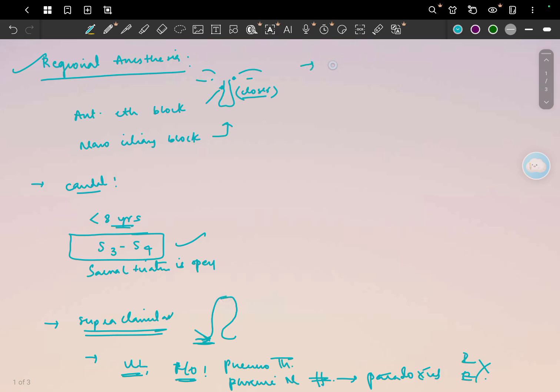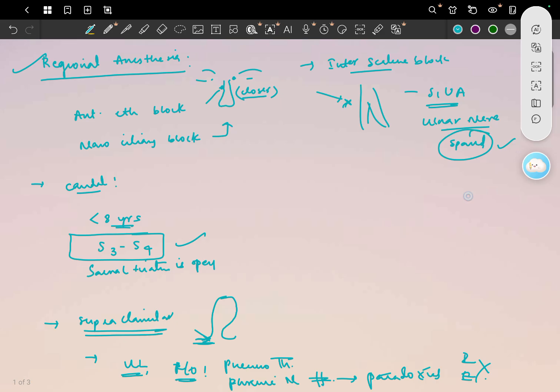So the next block is interscalene block. It is given near the scalene triangle. Like if this is the sternocleidomastoid, then it is somewhere like this here. So here we'll be giving it. It is given for shoulder and upper arm surgeries. However, one important point is that the ulnar nerve is spared in this block.